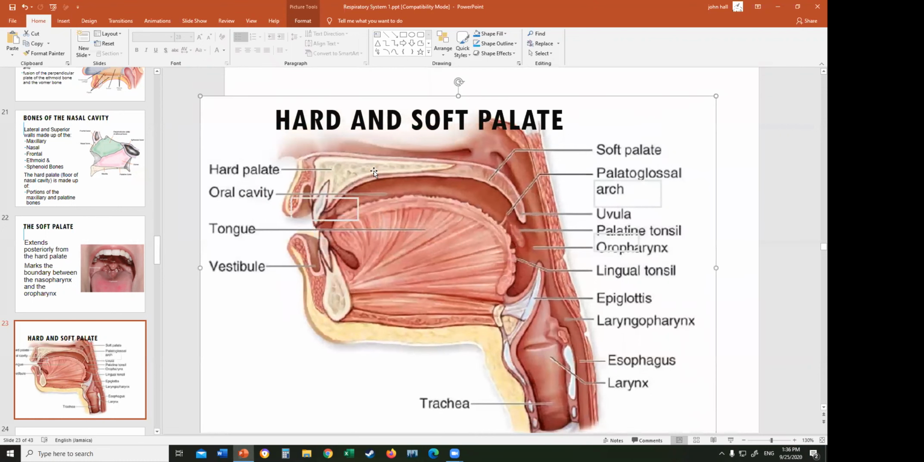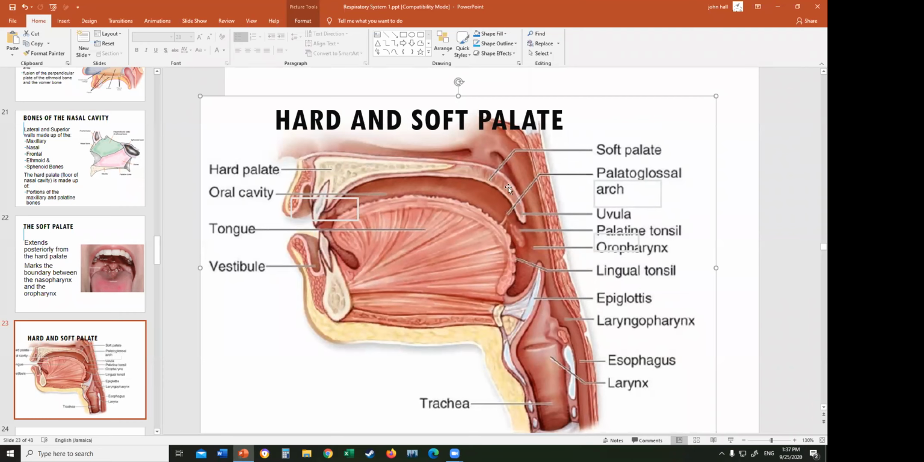So the nasal cavity from the oral cavity. That's what the hard palate does. But when you go back from the hard palate, you form the soft palate all the way down to the uvula. The little thing in the back of your throat, right?